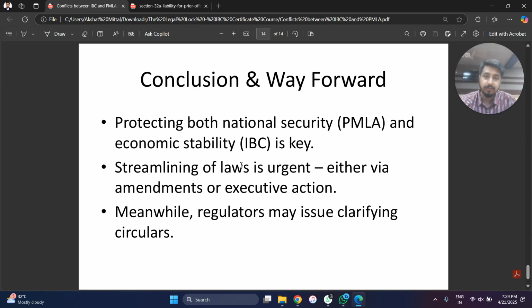So these are a few things which are now coming up with the IBC, and I think this PMLA and IBC issue will take time, but it needs to be resolved urgently. So I think that's it for today.